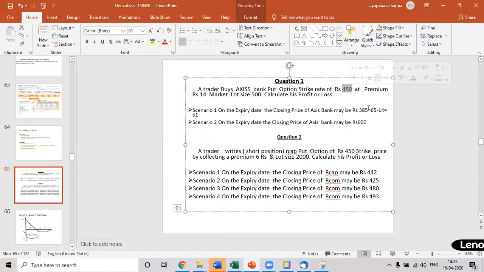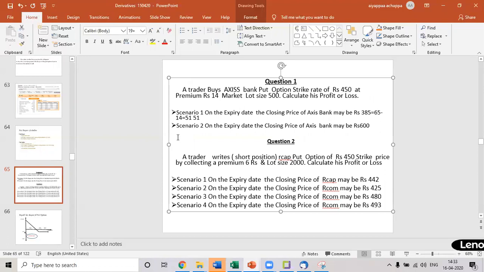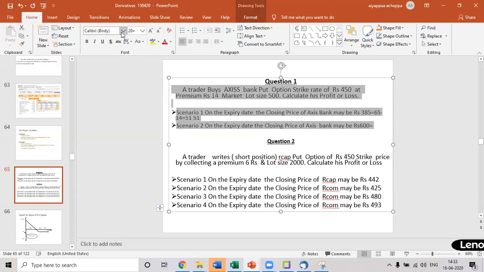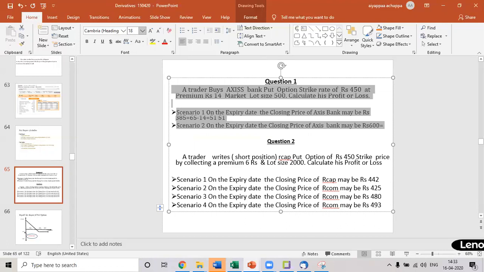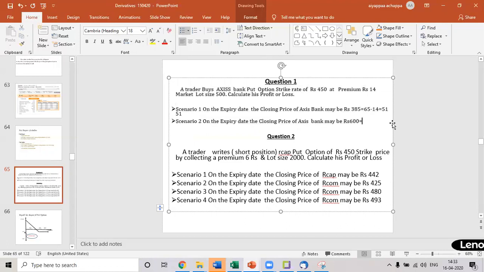So if the price from 450 comes to 385, you can buy at 385, give it to him at 450, so you get a 65 rupees gain. Already you paid 14, so your profit would now be 51. Now let us assume, what if the share price goes to 600? In this scenario you will not exercise your right, you are going to ignore your right. That is basically, you say I have already paid 14 rupees, so I won't be interested in taking the share, so your loss will be only 14.